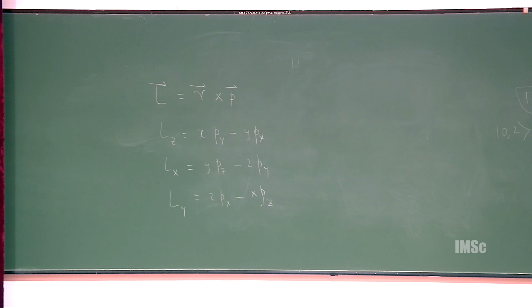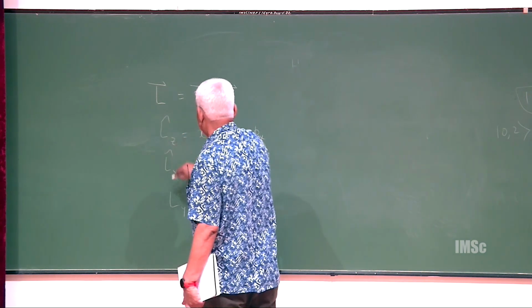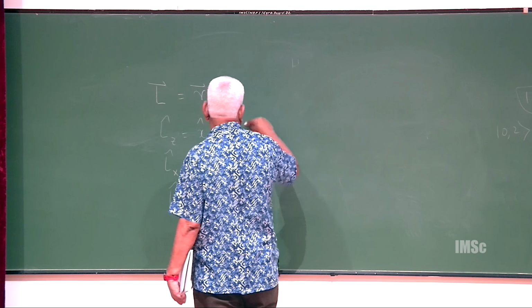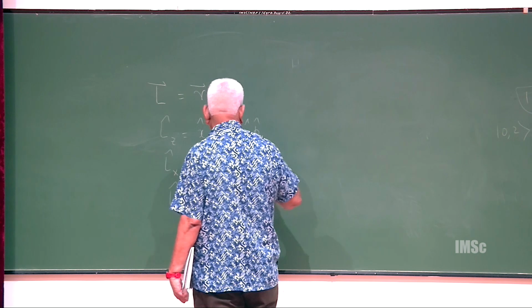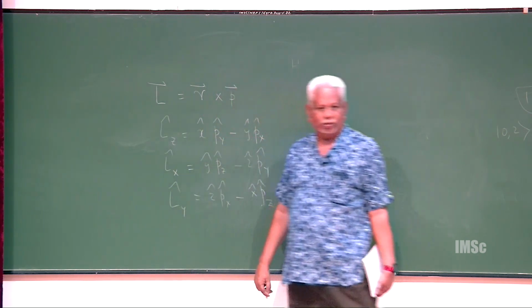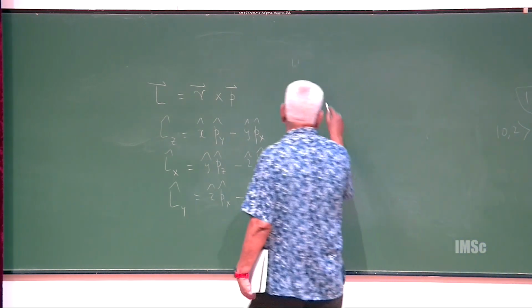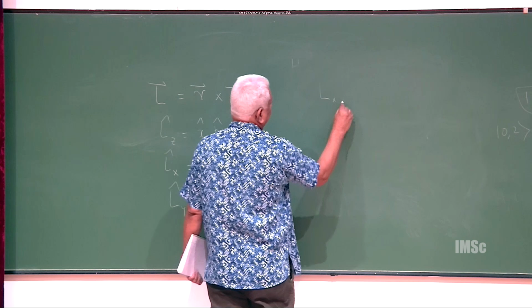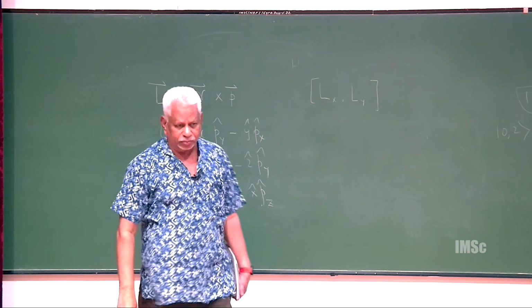Now what I want is to make them operators. So I am going to put them as operators. It's only putting the hat. All of them you have here. So take it as an exercise, which you have done earlier: find out what is the Lx, Ly commutator. Now I have given them as operators, right?